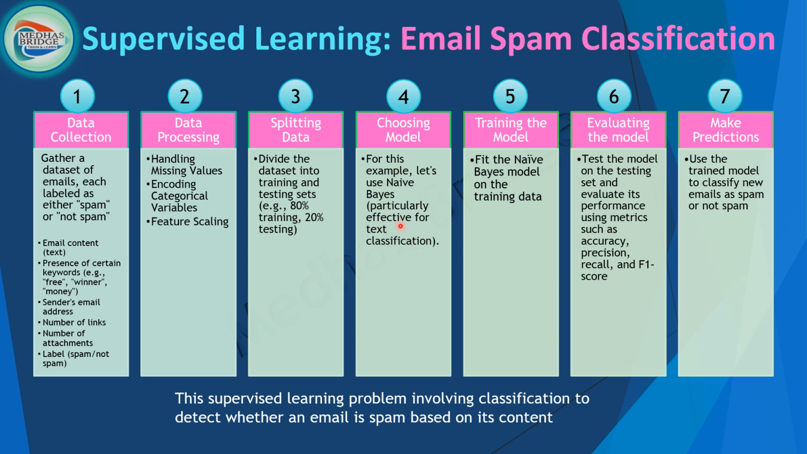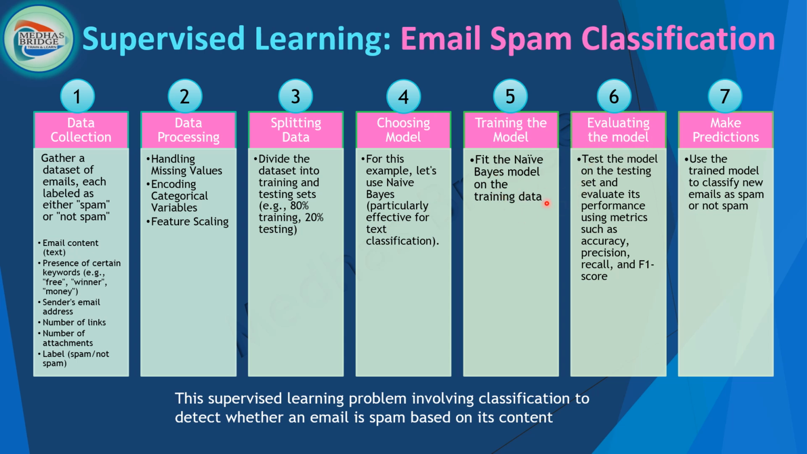Now we know the model, and we have the data. What we are going to do is fit the data into this model. This is called training. Training the model is a step in which we fit the Naive Bayes model on the training data. You clear? So once you have this done, the next step would be evaluating the model.